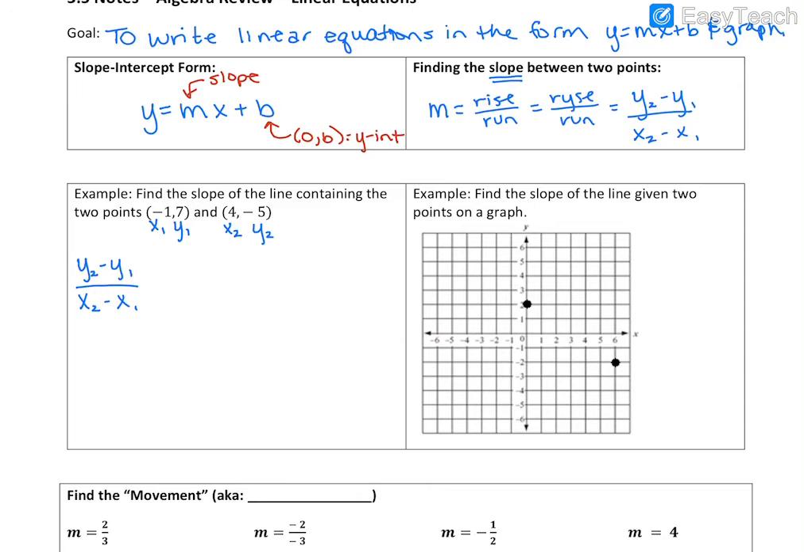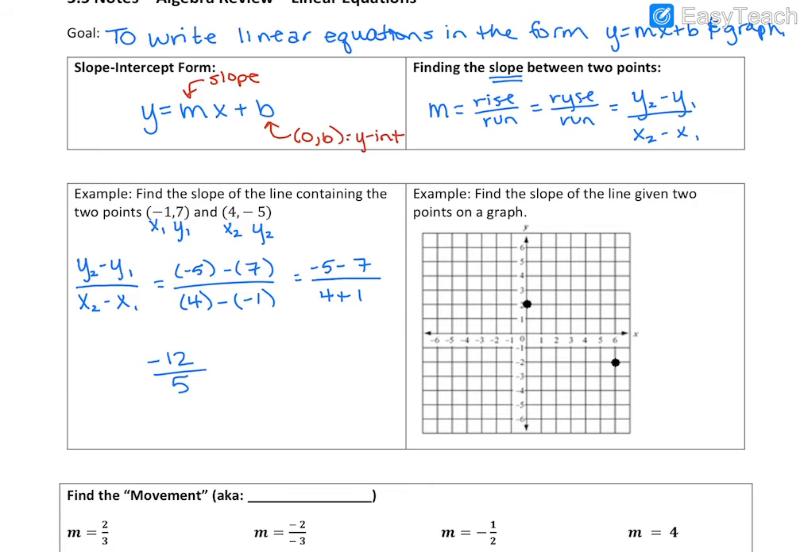And then all we have to do is fill in the numbers that we know. So this will be y2 is -5 minus y1 is 7 over x2 is 4 minus x1 is -1. Now the reason why I put those in parentheses is because a lot of people will not put them in parentheses and they won't put the double negative there. That's really important because 4 minus -1 actually turns into 4 plus 1. So this would be 4 plus 1 on the bottom, and we still have -5 minus 7 on the top. -5 minus 7 is -12 over 5.